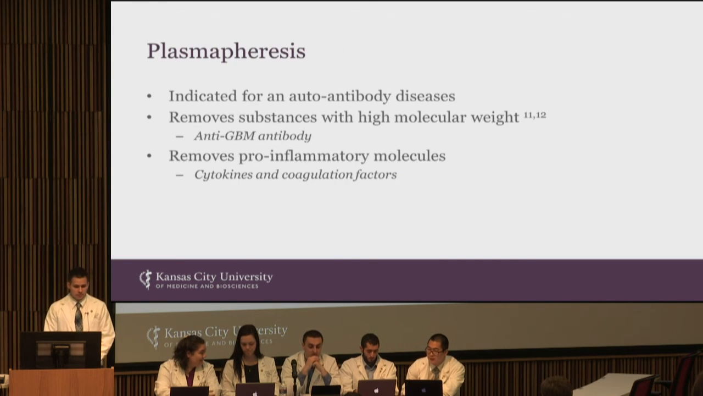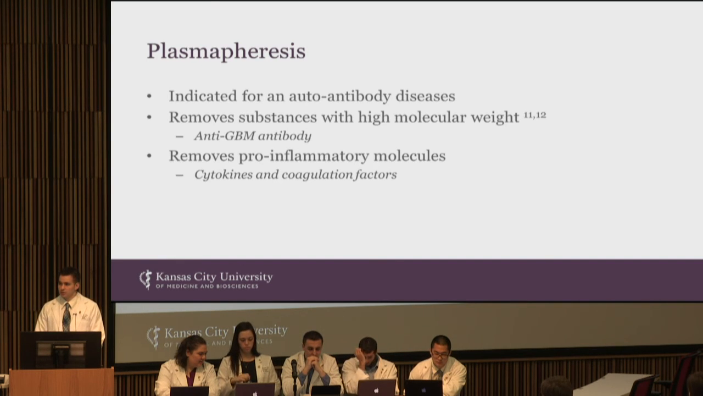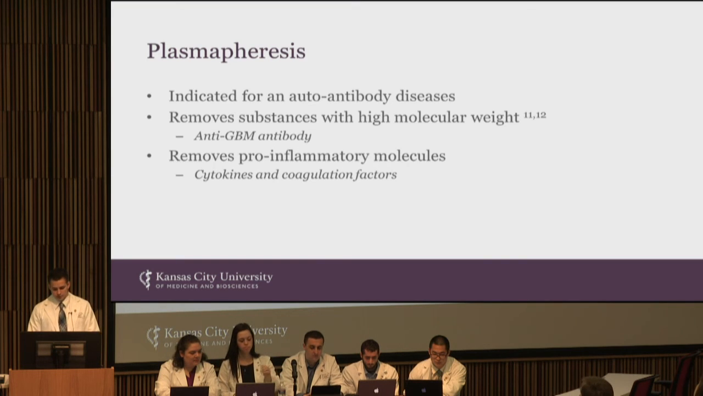Our patient had plasmapheresis. Plasmapheresis is used in autoimmune diseases consisting of autoantibodies. The benefits for our patient are derived from the ability of plasmapheresis to remove substances with high molecular weight, such as anti-GBM antibodies. Plasmapheresis also removes pro-inflammatory molecules such as cytokines and coagulation factors.